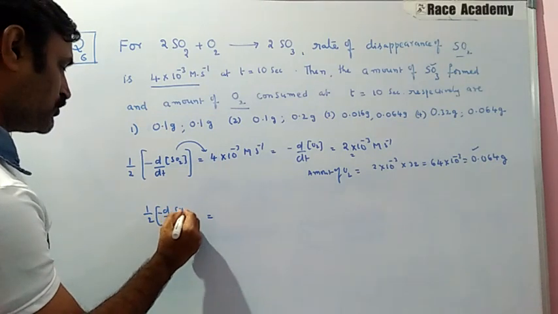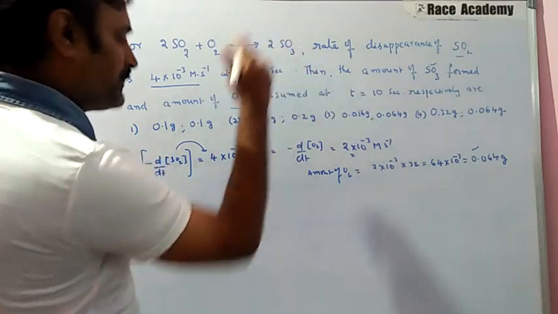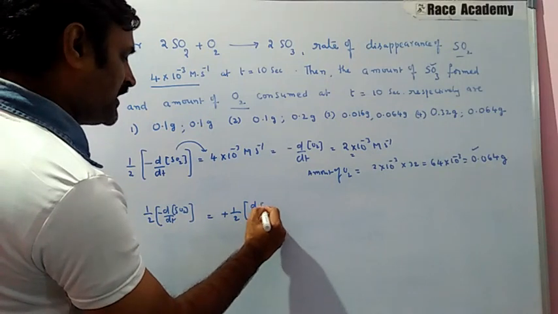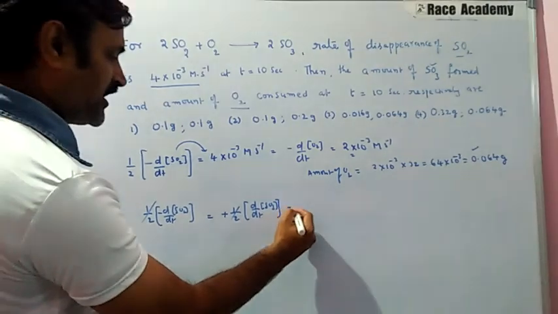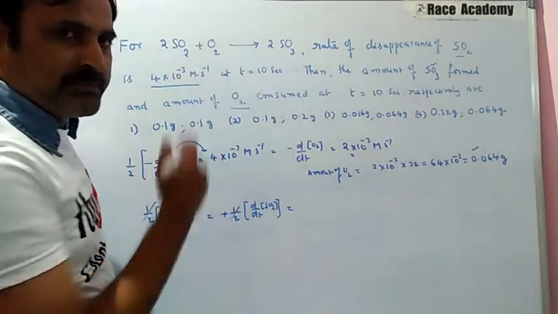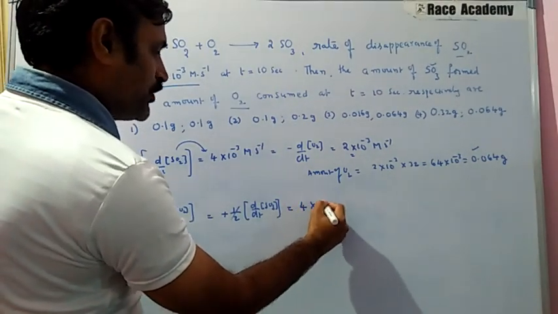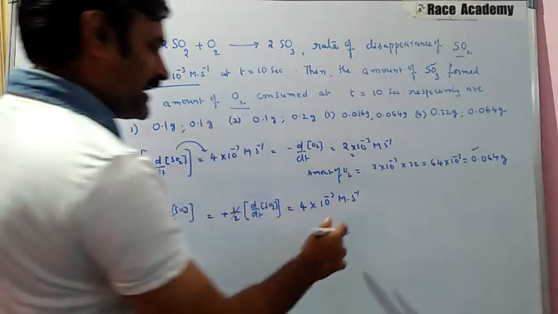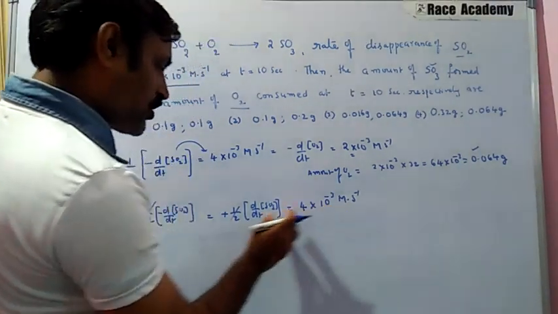At the same time, the 1 by 2 of minus d by dt of SO2 from the equation is equal to plus 1 by 2 d by dt of appearance of SO3. From this, we understand that the rate of disappearance of SO2 is equal to the rate of appearance of SO3. Then the same concentration continues, that is 4 into 10 power minus 3 molarity per second, which we can call the concentration of SO3.